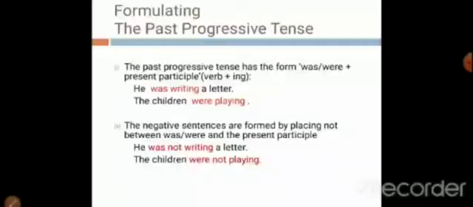The negative sentences are formed by placing not between was or were and the present participle. How? He was not writing a letter. Now was and writing, in between we are placing not. That is negative. The children were not playing. The children were playing is a positive sentence, but children were not playing is a negative sentence.